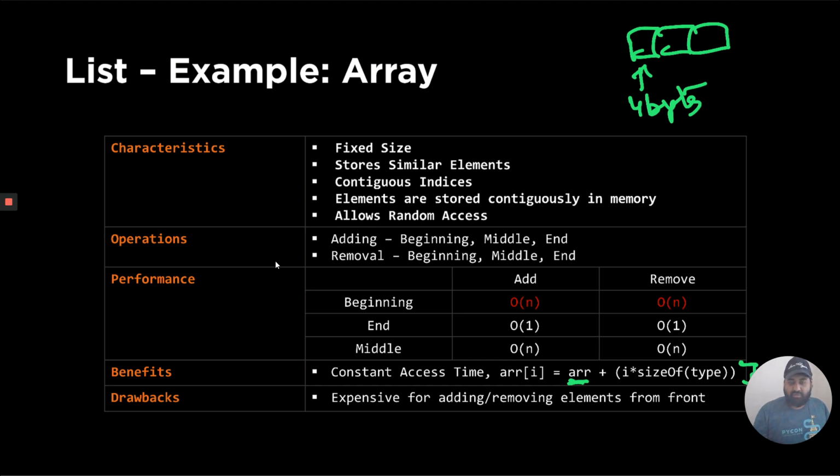When we talk about linked lists, we'll see that this benefit is actually removed, because you cannot just jump to any place in memory in a linked list, since the data is scattered throughout memory. Now, what about the drawback? If you are trying to add or remove numbers in the front, this takes a linear amount of time, which can be very expensive in certain scenarios.